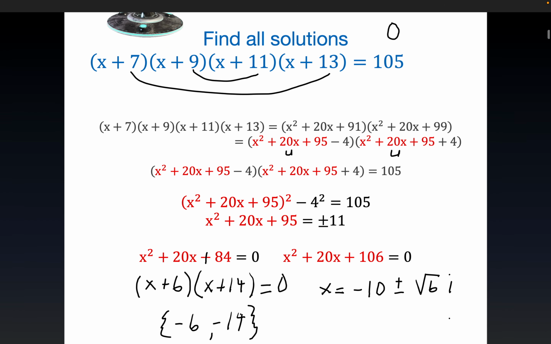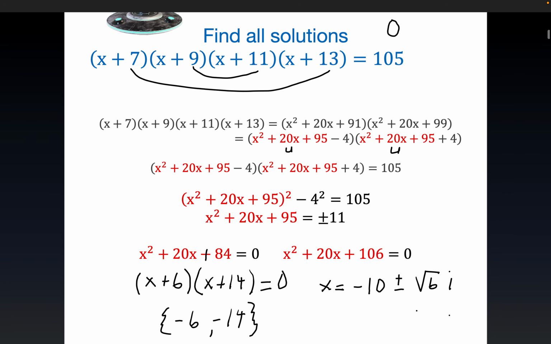So again, here are your 4 solutions, namely negative 6 and negative 14. And then minus 10 plus root 6i, minus 10 minus root 6i. Okay, that's all.